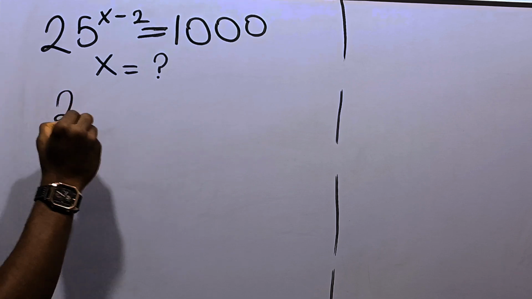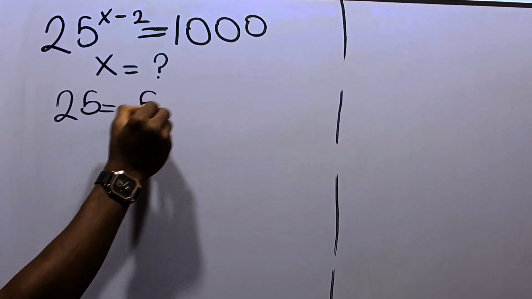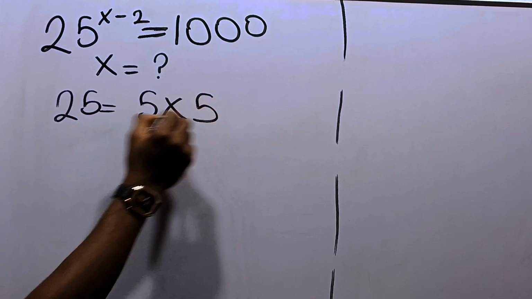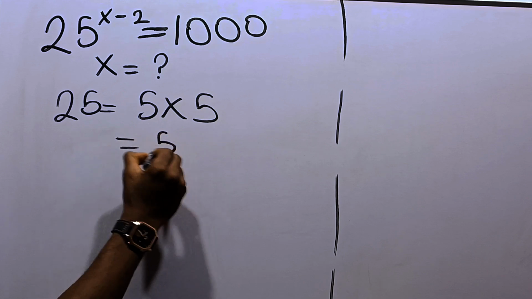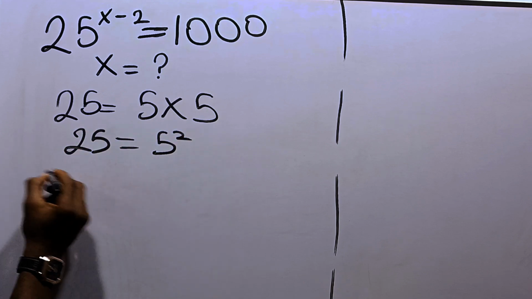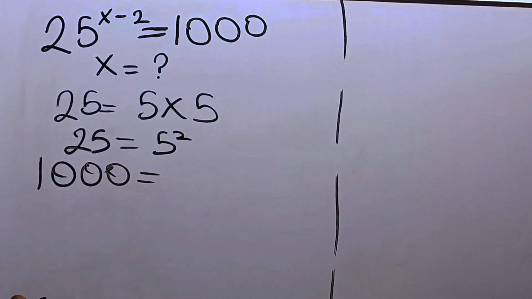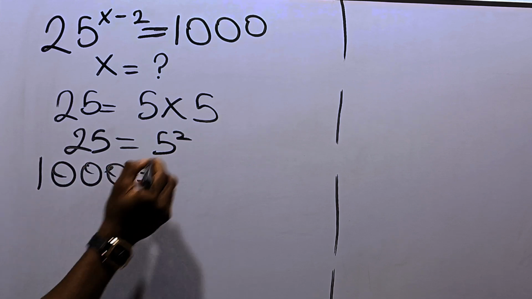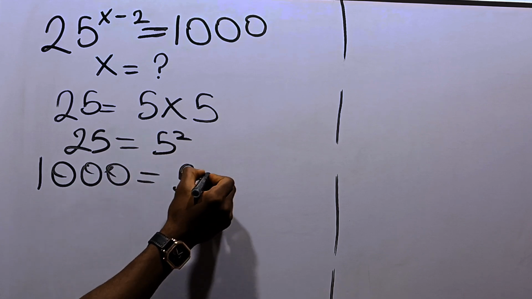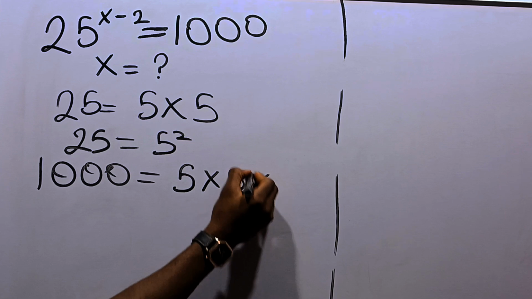We can write 25 to be equal to 5 times 5, and 5 times 5 is the same as 5 squared. So 25 is equal to 5 squared. 1000, on the other hand, is equal to 5 times 5, this is 25, times 5.